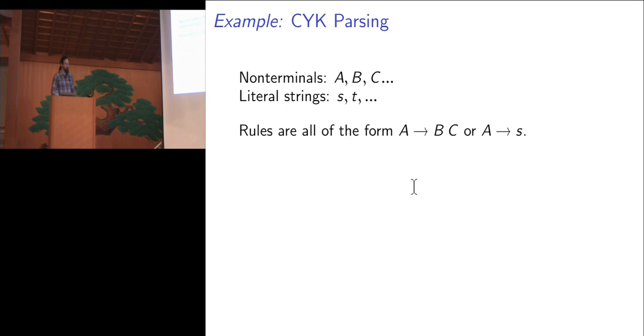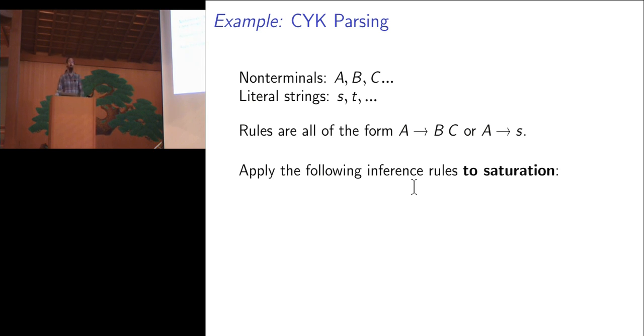Okay, so I said we were going to do a parsing example. There's a very simple algorithm called CYK for parsing arbitrary context-free grammars. I'm going to write non-terminals with capital letters and literal strings with lowercase letters, and I'm going to assume that all of the rules in my grammar are of the form a non-terminal A produces the concatenation of two other non-terminals, or a non-terminal A produces a literal string. This is called Chomsky normal form, I think. You can write any context-free grammar in this form. It's just kind of a pain.